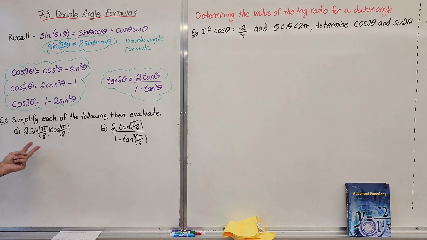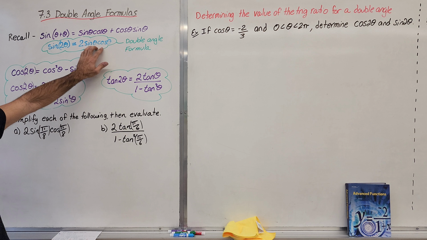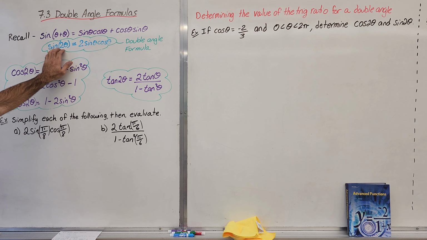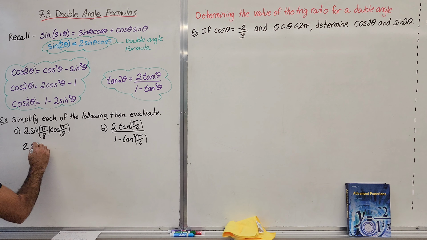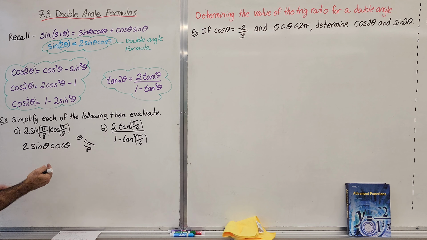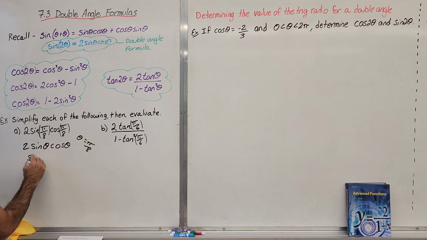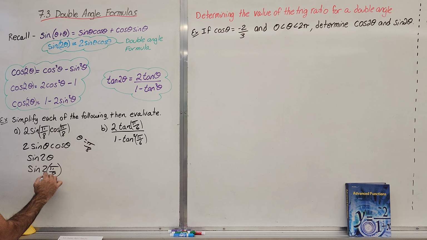We want to simplify each of the following. So here, 2 sine of pi over 8 cos of pi over 8. We have to link it to a formula here. I'm looking here. I notice it's this formula, so I'm going to replace it with this, where theta is pi over 8. So this is just 2 sine theta cos theta, where theta is pi over 8. Okay, now I'm not going to replace this with pi over 8 because that's the question. I'm going to replace this with sine of 2 theta. Theta is pi over 8. And this becomes sine of pi over 4.